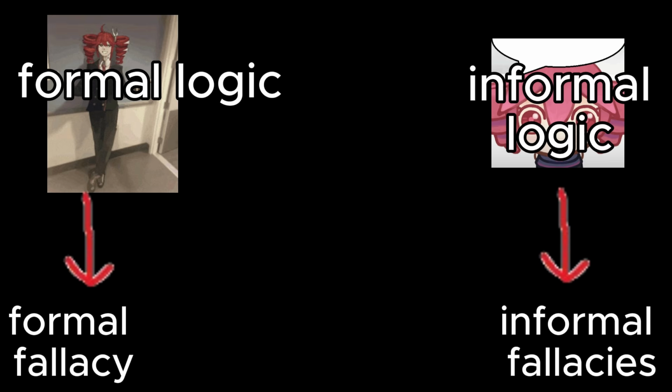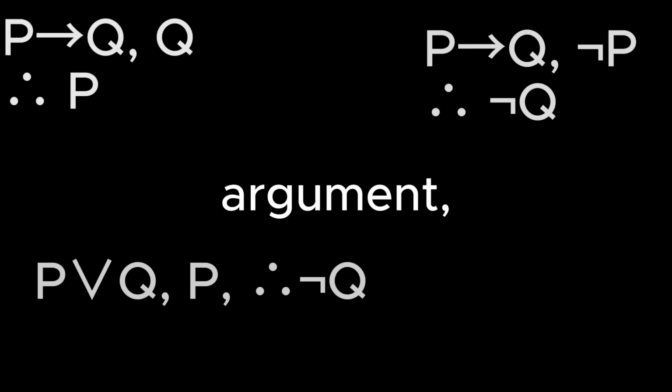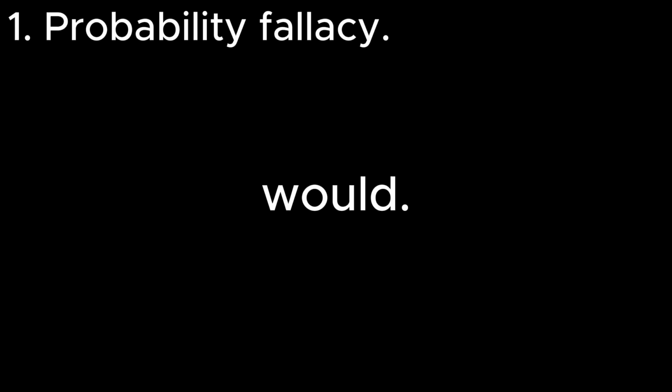There are two types of fallacies: formal fallacies and informal fallacies. Formal fallacies are fallacies in the structure of the argument, while informal fallacies are errors in the content of the premises. Now I'll show you a list of common formal fallacies. Probability fallacy: because something has the probability to happen doesn't mean it would. Your favorite Murphy's law is incorrect because it used this fallacy.